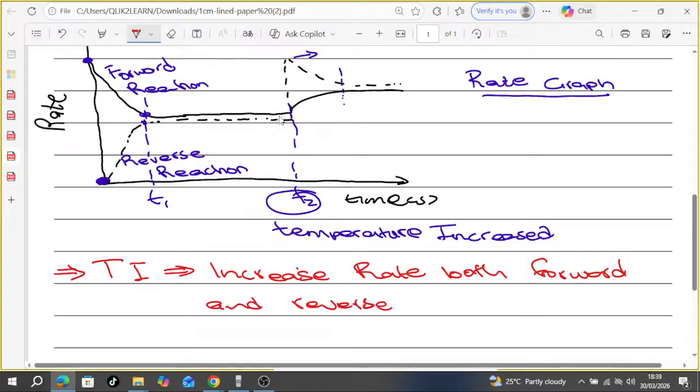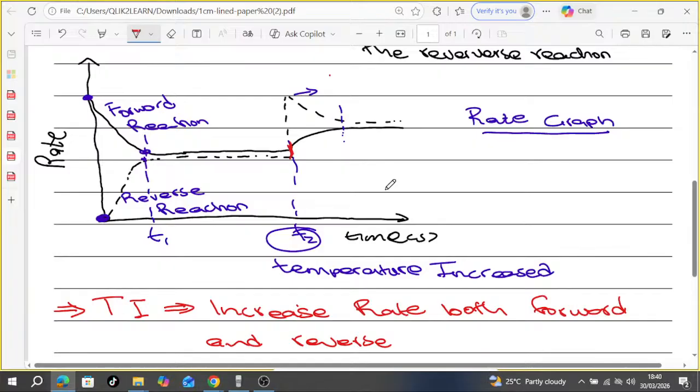Why? Because look at this graph. Both of them moved up. You see? They both start from higher up. You understand? So now the reverse reaction is favored, and since the reverse reaction is favored, it experiences a greater increase in rate than the forward reaction. You understand that part? Therefore it has a higher increase.